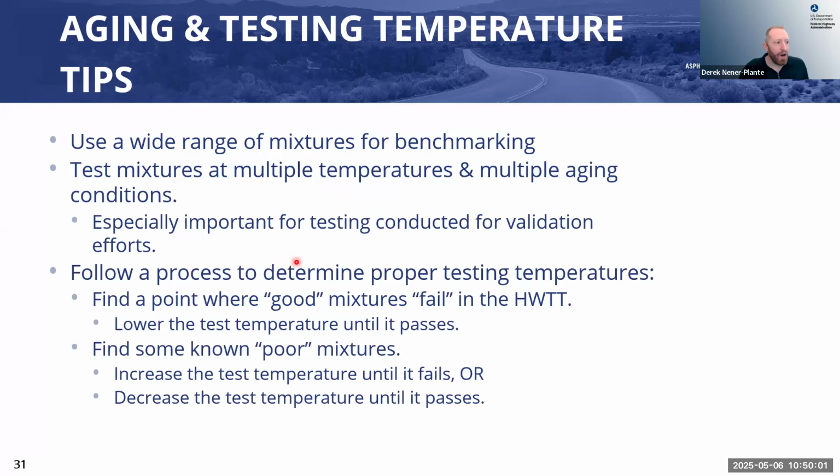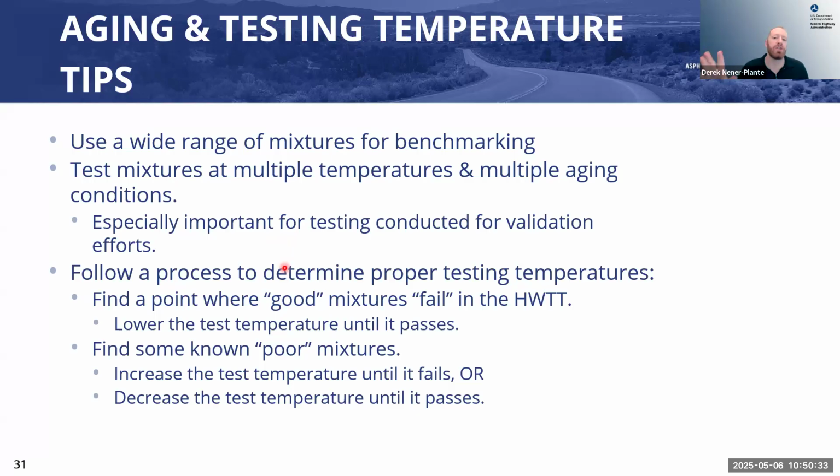You can also follow a process in order to determine proper testing temperatures. This is a schematic or plan, if you will, that many have used for the Hamburg. If they have good and poor mixes to calibrate this against, they will test at multiple test temperatures. This is what was done in Colorado. Maine did a similar thing. Take the same mixture and test it at 1 degree increments. With a good mix, you lower the test temperature until it starts to pass, whatever your criteria is.